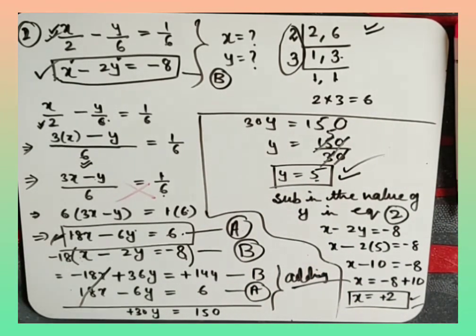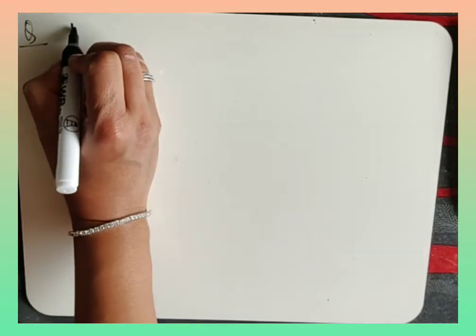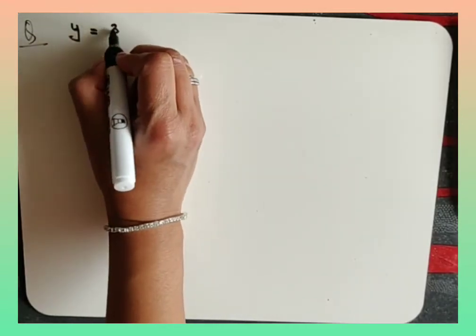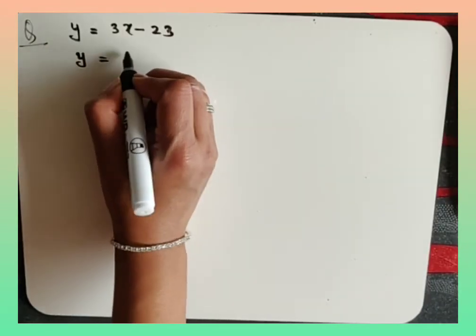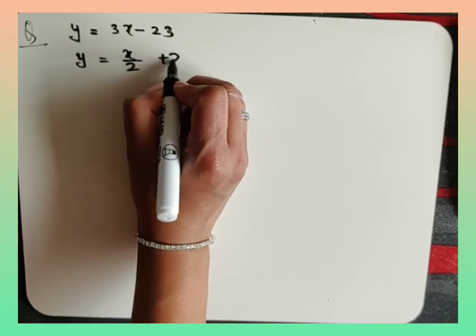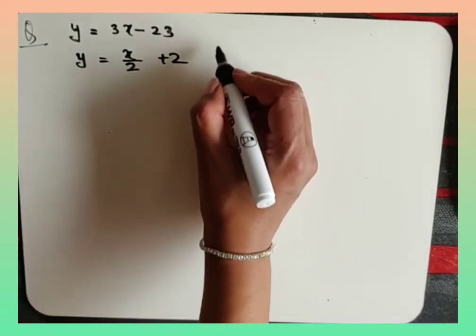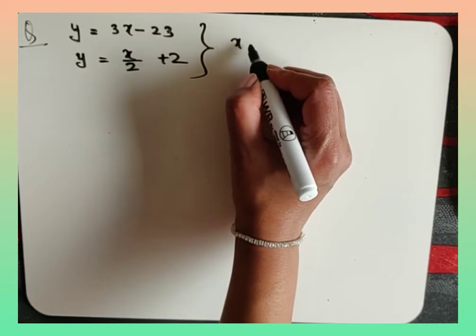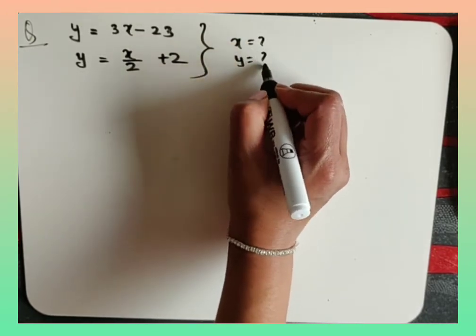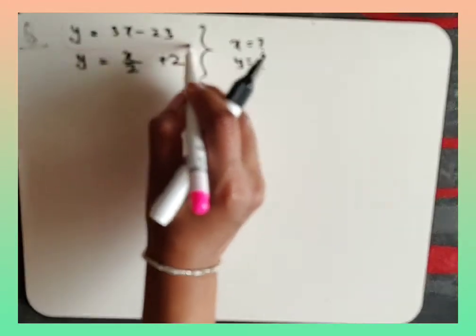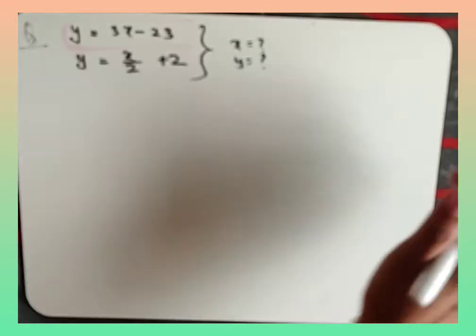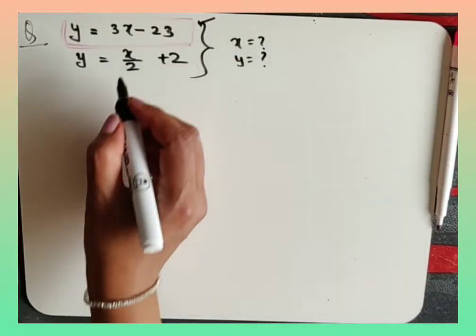So let's take a few more examples here. Now I'm going to take another question here. The question is y equal to 3x minus 23, and the second equation is y equal to x over 2 plus 2. And the question is find the value of x and y. So the first question is very easy, this is arranged, but the second is not arranged.